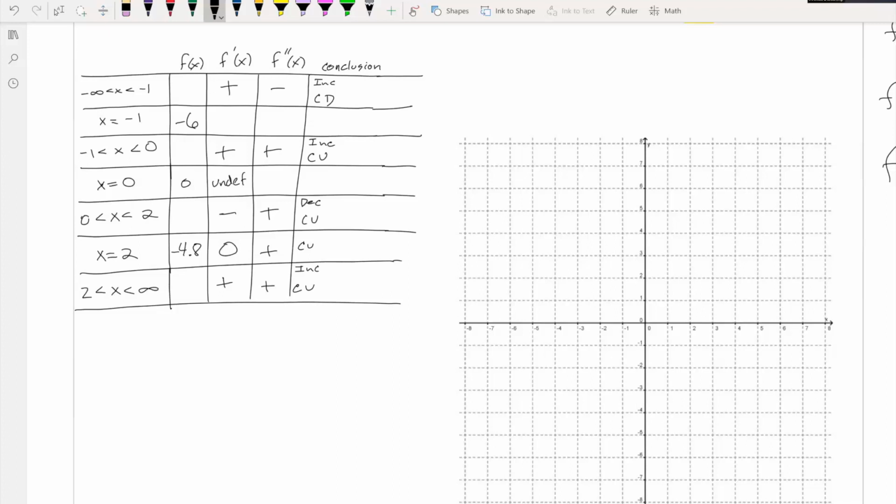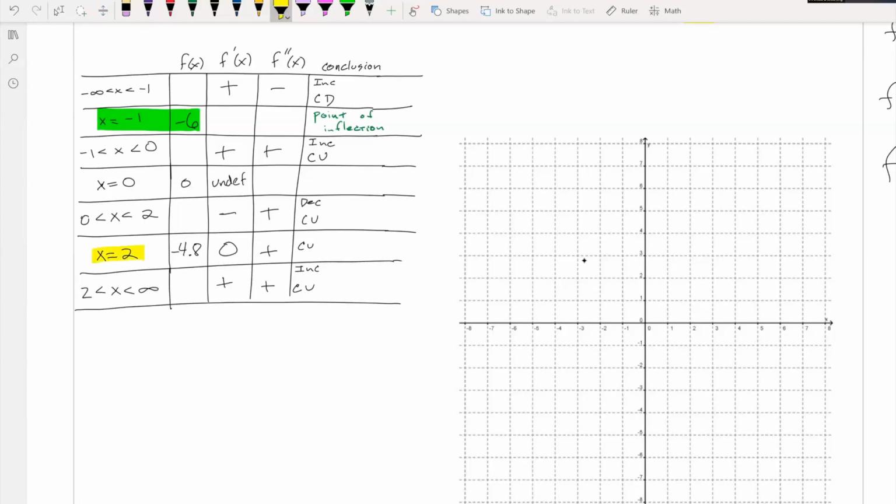What does it mean if at this point in green, we are going from concave down to concave up? That makes that point in green what? It's a point of inflection, that's right. Point of inflection. Good.